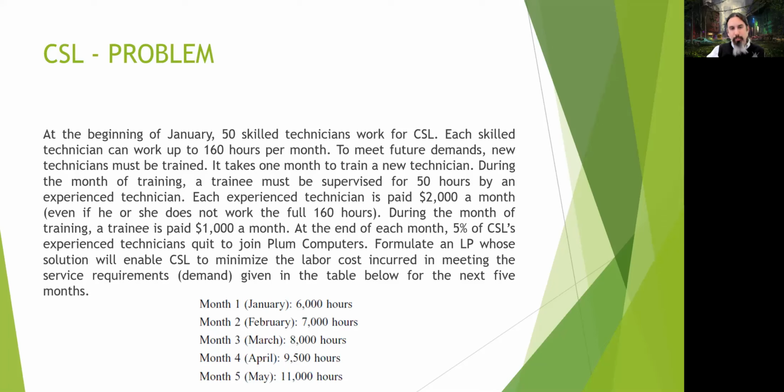All right. To meet future demands, new technicians must be trained. Okay, now we have gotten 3 different bits of information here. We have 50 technicians, which is a parameter. All right. Each technician can work up to 160 hours, another parameter. All right. And we have demand, future demands.